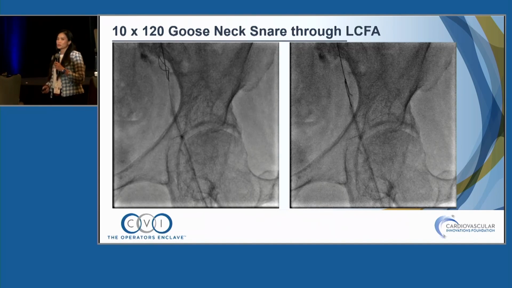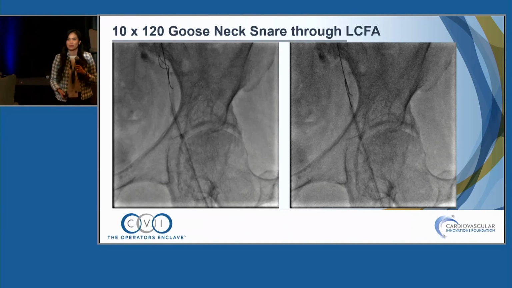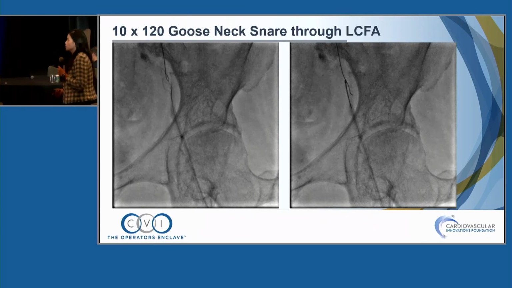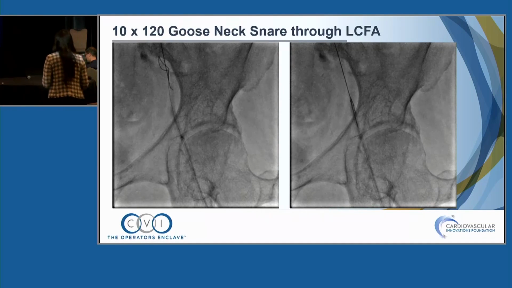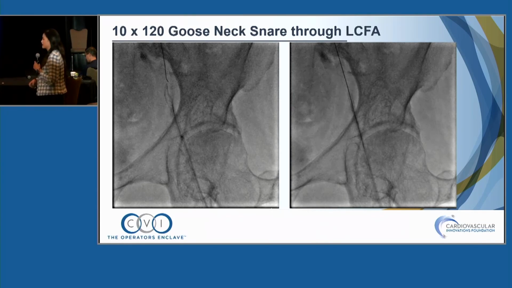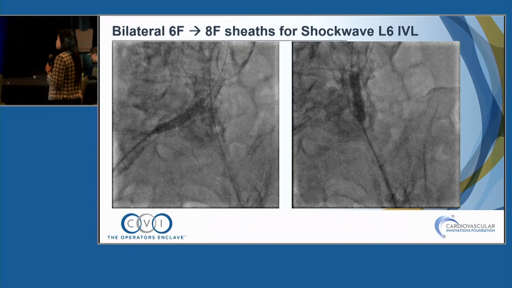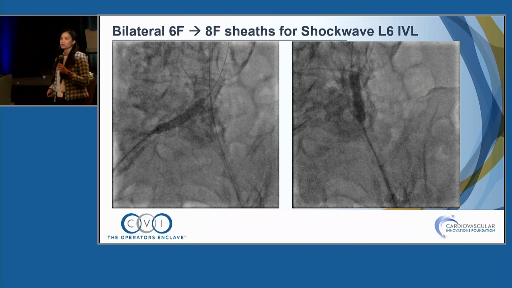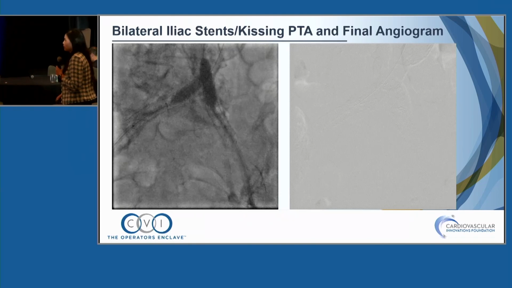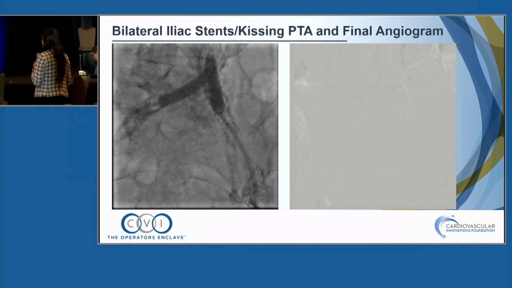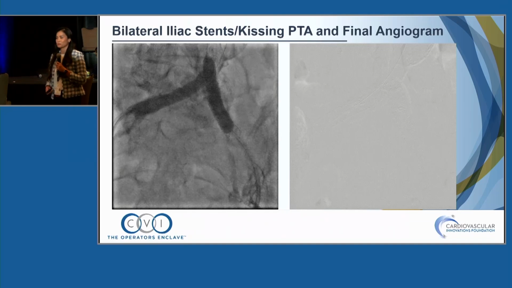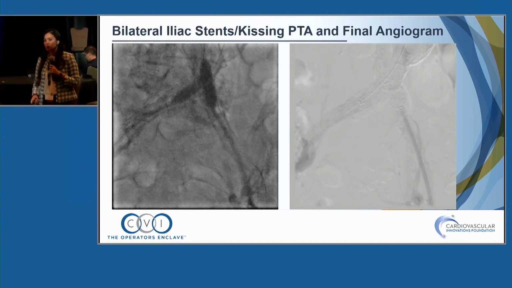We then took a 10 millimeter gooseneck snare to externalize that antegrade wire through the left common femoral artery. What this allowed us to do was also provide a rail so that we could advance our microcatheters across this left common iliac CTO. That allowed us to perform balloon angioplasty, first with a 3x40 balloon and then a 5x20 balloon. We switched out our bilateral 6 French sheaths for 8 French sheaths to allow for the larger L6 Shockwave balloon, starting with the right common iliac artery and then the left common iliac. And that allowed us to deploy 10x57 stents, first in the left and then the right, and then perform a final simultaneous kissing balloon angioplasty with our final angiogram here.